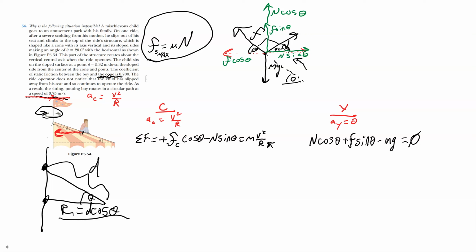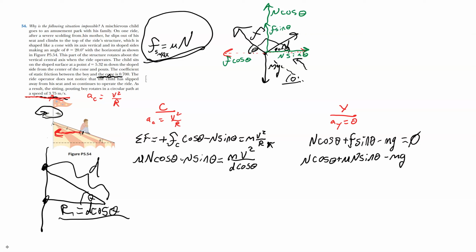Okay, so if we make this substitution and this substitution, then we'll end up with, let's see, mu times the normal times cosine theta minus n sine theta equals mv squared over d cosine theta. And then on this side we have n cosine theta plus mu times the normal times sine theta minus mg equals 0.